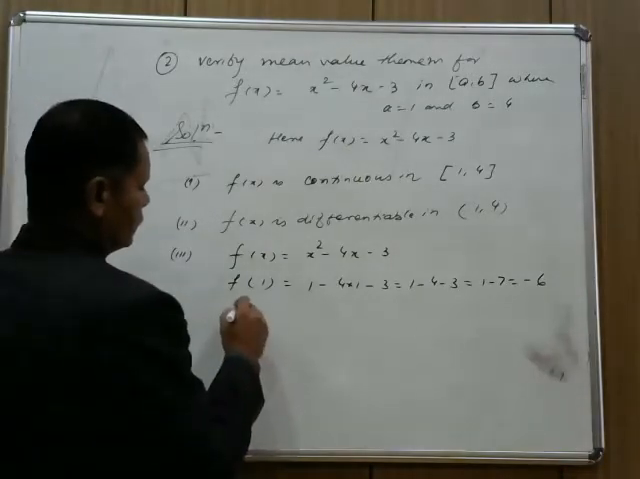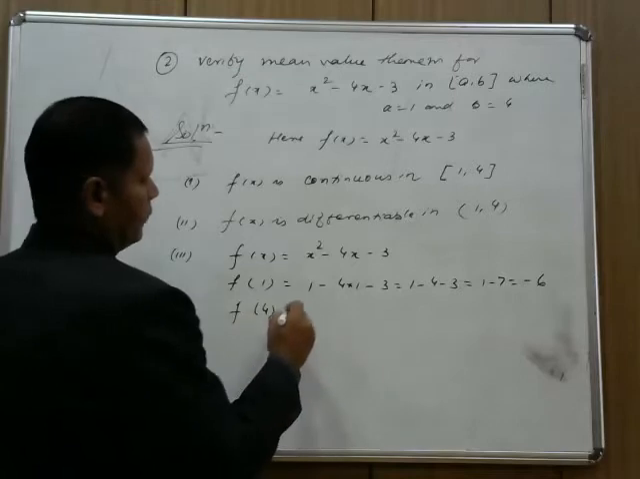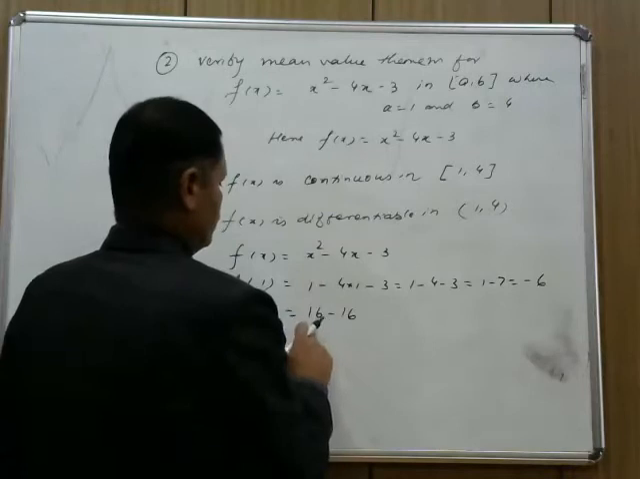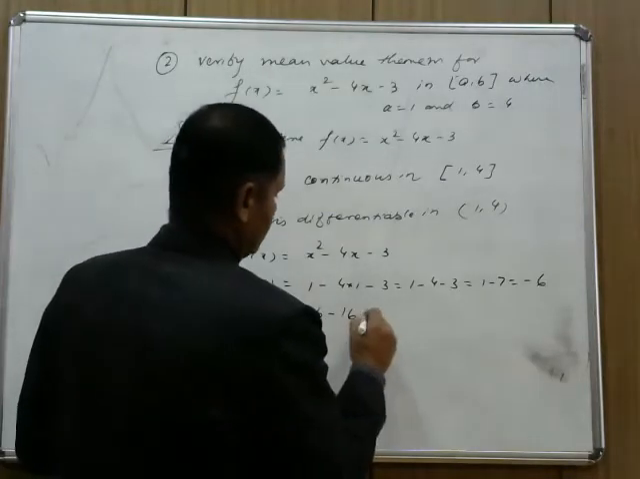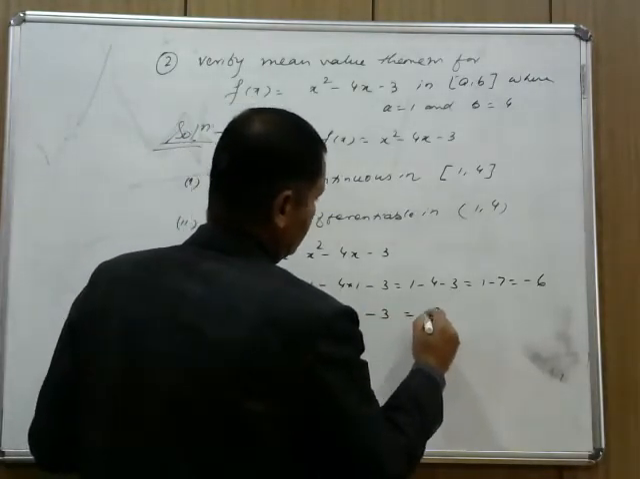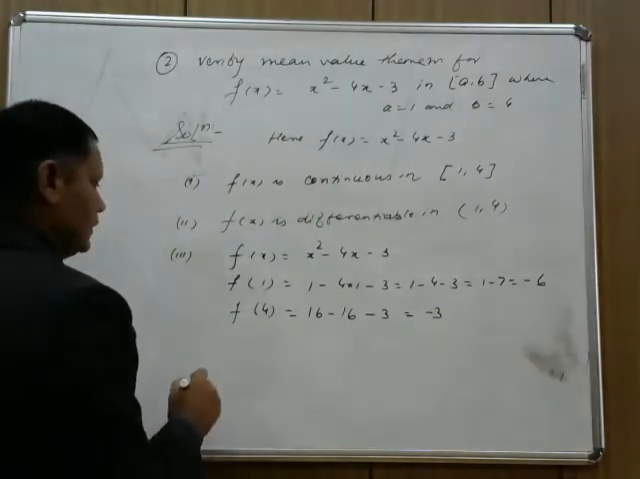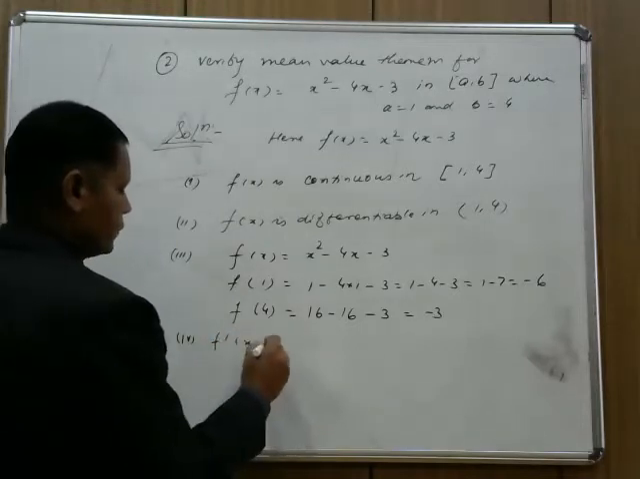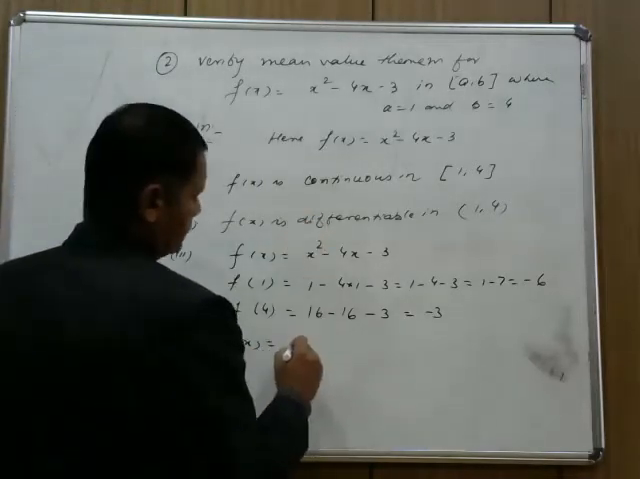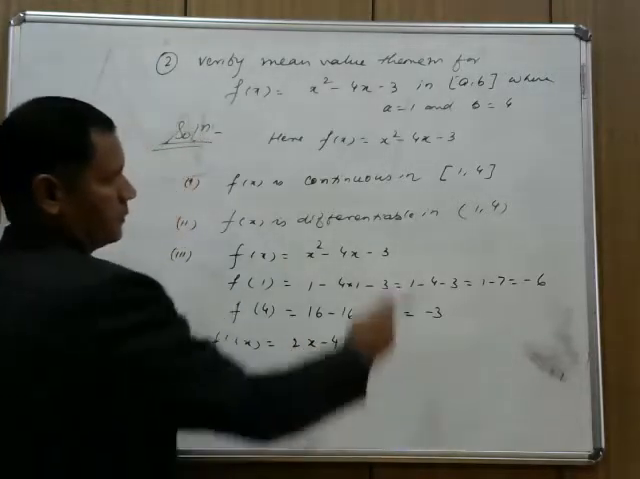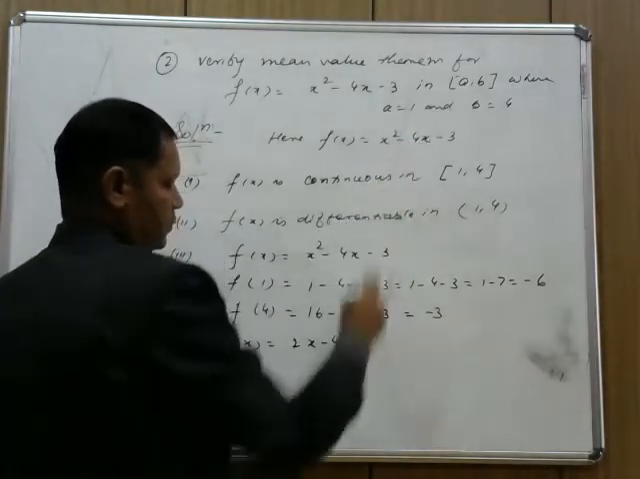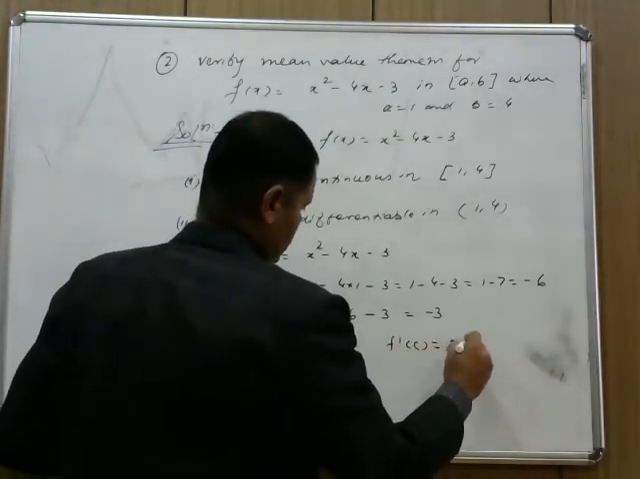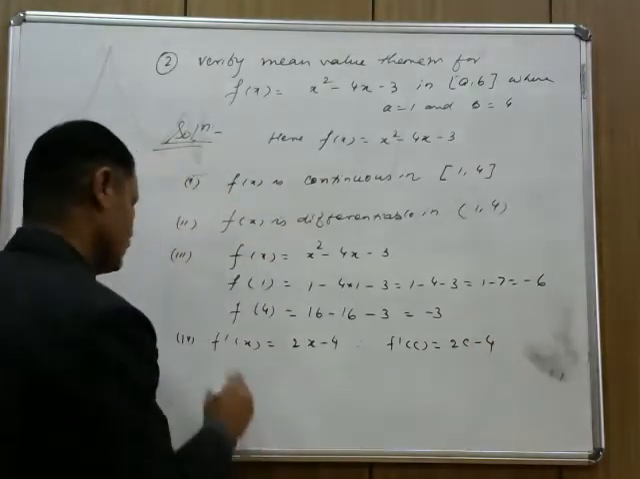And f of 4 will be 16 minus 16, 4 4 is 16, 4 4 16 minus 3, and that is equal to minus 3. And therefore, now fourth point, f dash of x will be equal to 2x minus 4. Differentiation of this, x square minus 4x, 2x minus 4, and therefore f dash of c equal to 2c minus 4.